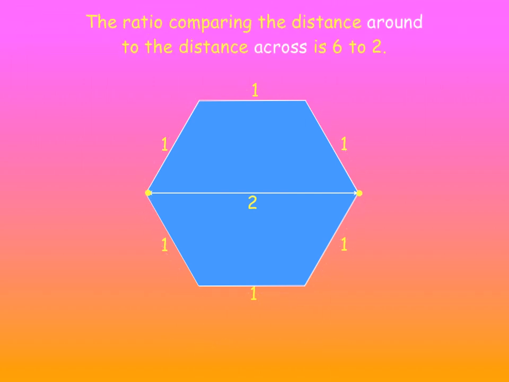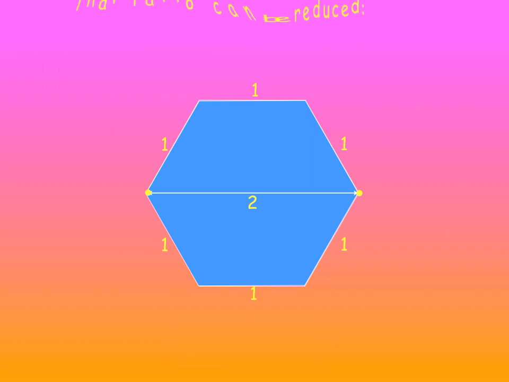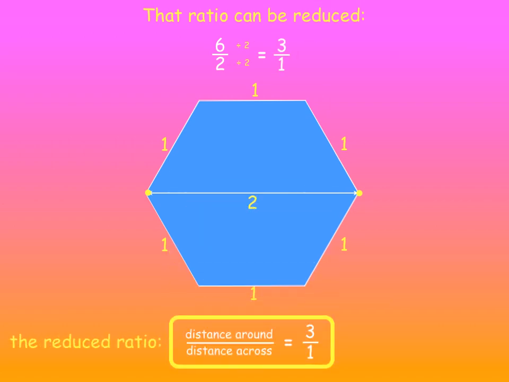The ratio, comparing the distance around to the distance across, is 6 to 2. That ratio can be reduced if you divide both numbers by 2. The reduced ratio, comparing the distance around to the distance across, is 3 to 1.